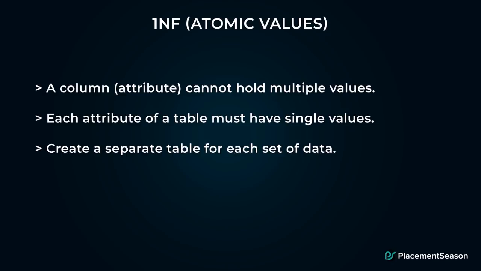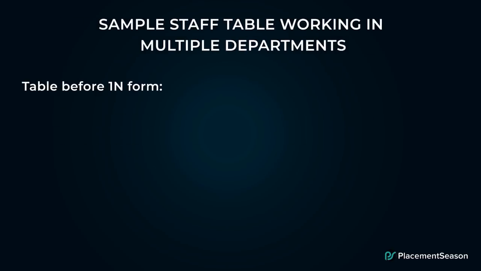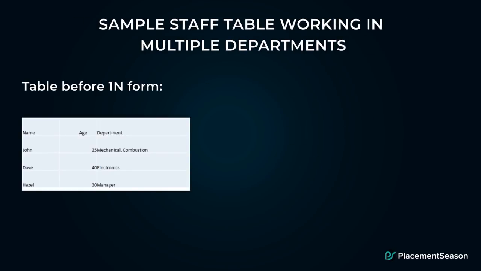So let's look at an example for better understanding. This is a sample staff table of staff working in multiple departments. If you see, the table has three columns: name, age, and department. For the first row, the name John, he works in two departments, both mechanical and combustion. And then the second row, Dave, he works in the electronics department, and Hazel works as a manager. If you see in the first row, in the department column, there are two values in a column. So this violates the 1NF.